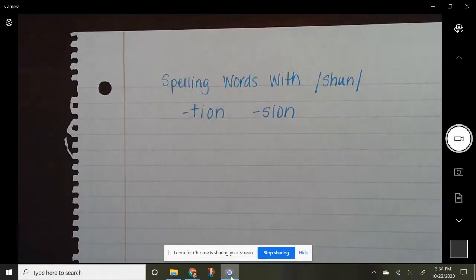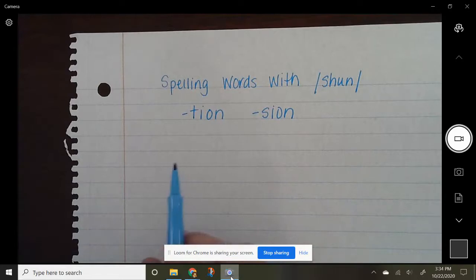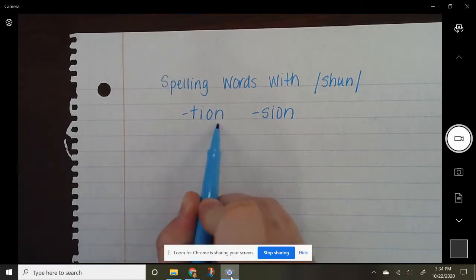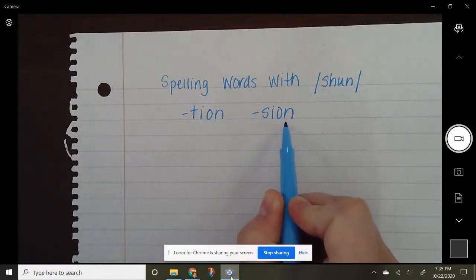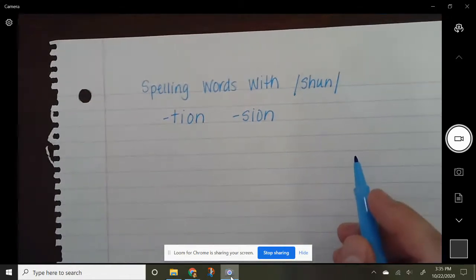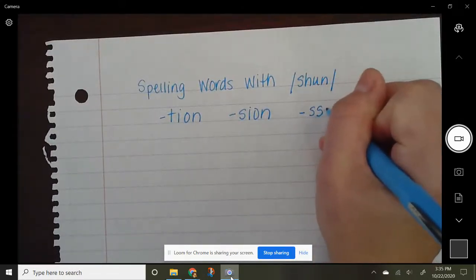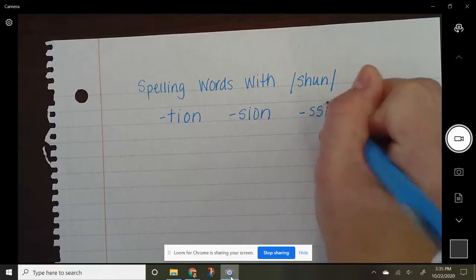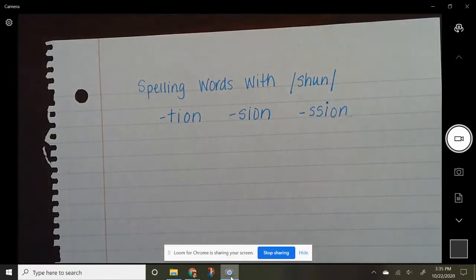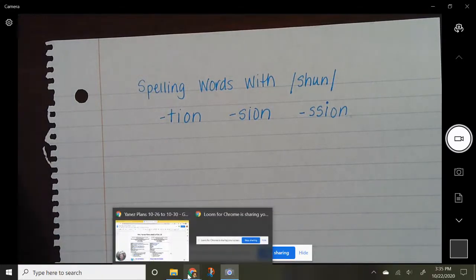There we go. Shun. So we've learned that shun, the sound, can be pronounced or spelled tion and sion. And I do want to include there is one other way that we will talk about, which is ssion. Right there.